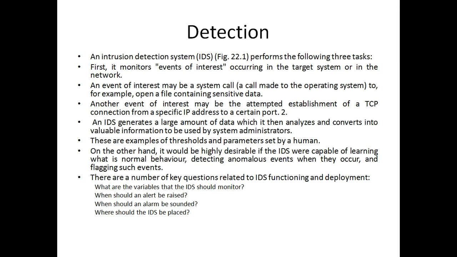That is the second task, which converts data into valuable information to be used by the system administrator. These are examples of thresholds and parameter sets by a human. On the other hand, it would be highly desirable if the intrusion detection system were capable of learning what is normal behavior, detecting anomalous events when they occur, and flagging such events.